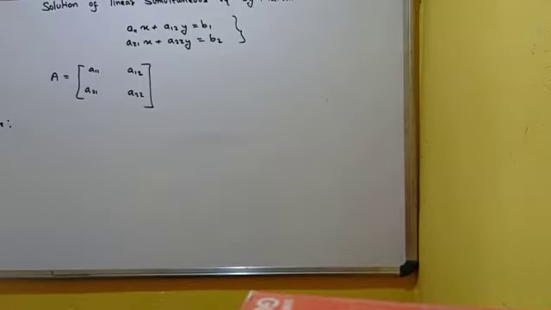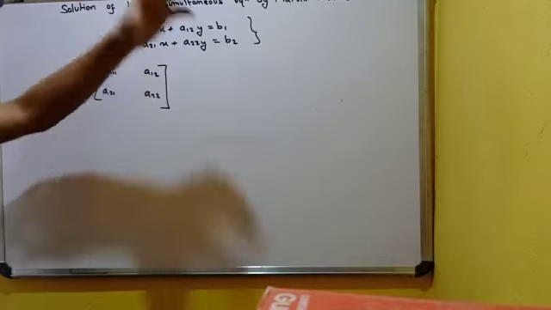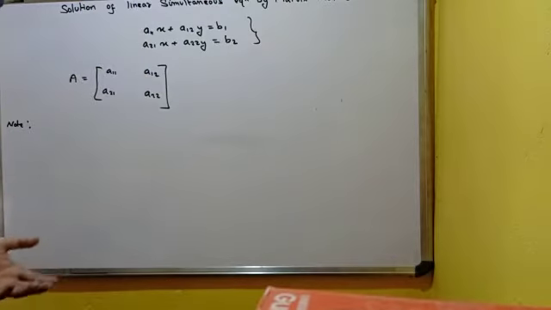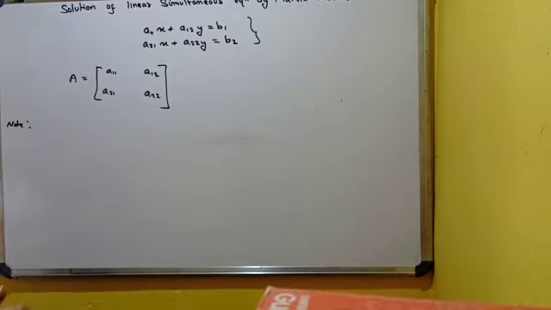Now this value of A will determine whether the system of linear equations is consistent or not. Consistent means whether we are able to find the values of x and y or not.